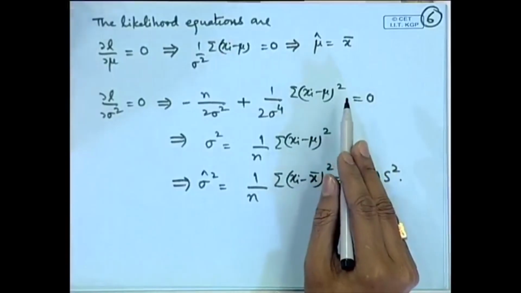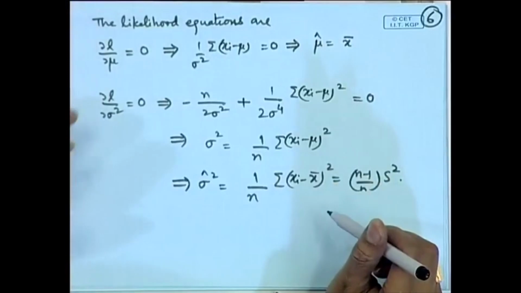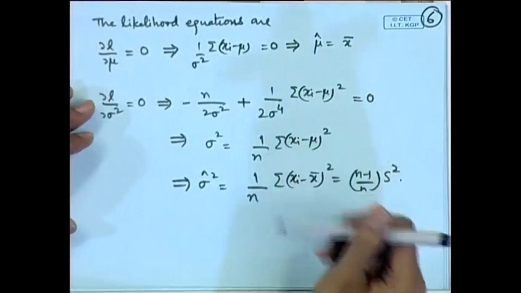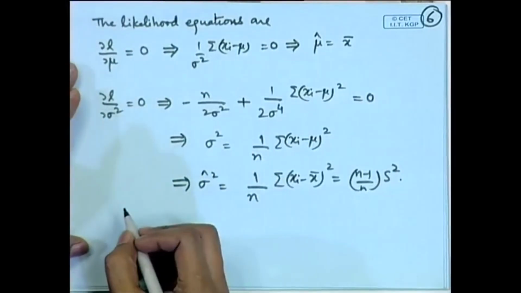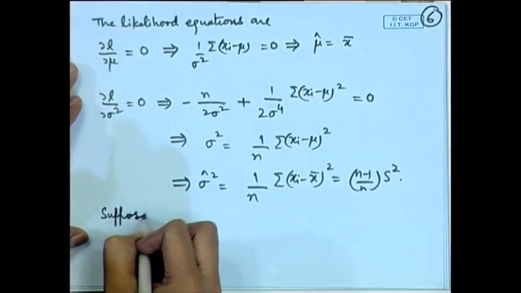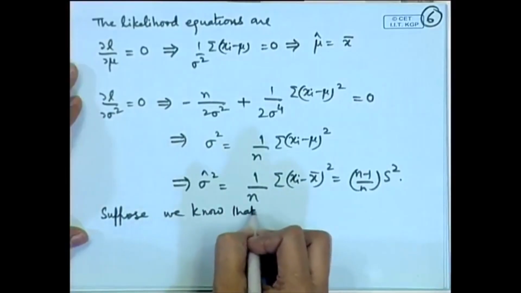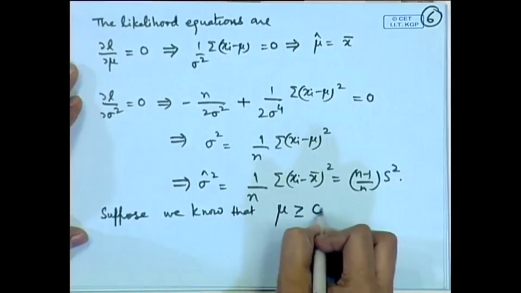In many situations the method of moments estimators and the maximum likelihood estimates coincide, but there are other cases where they may not coincide. We have already seen the example that if the parameter space gets modified, then the maximum likelihood estimator gets modified. For example, in this particular situation, suppose we know that mu is greater than or equal to 0.